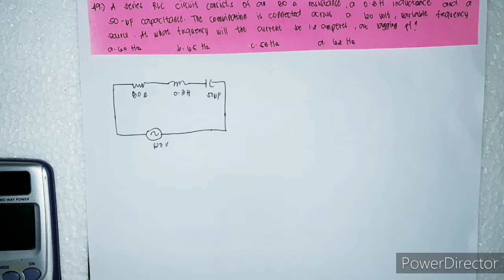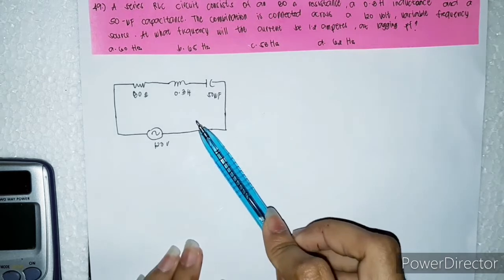Okay, so for the next problem, we have here number 49. A series RLC circuit consists of an 80 ohm resistance, a 0.3 Henry inductance, and a 50 microfarad capacitance. The combination is connected across a 120 volt variable frequency source. At what frequency will the current be 1.2 amperes at lagging power factor? So it is our diagram.